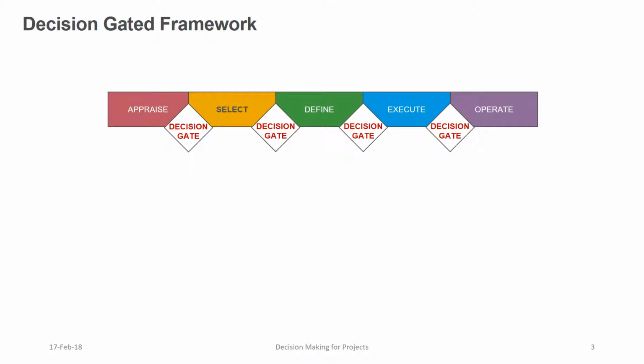The decision-gated framework is used to progress a project through its various phases. Typically, there are 5 phases and each phase is separated by a decision gate. Work is carried out during each phase and then a decision is made on whether or not to continue into the next phase. Note that this is not an alternative to the method presented in the previous training video. Rather, the 6 dimensions of a good decision should be used at each decision gate.